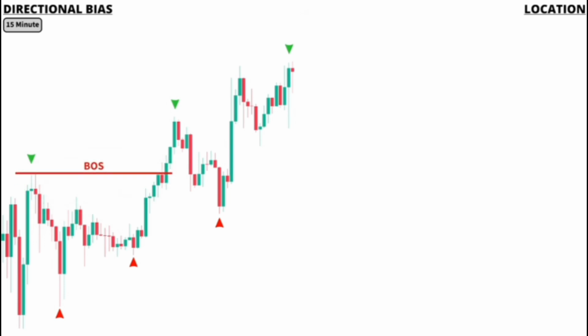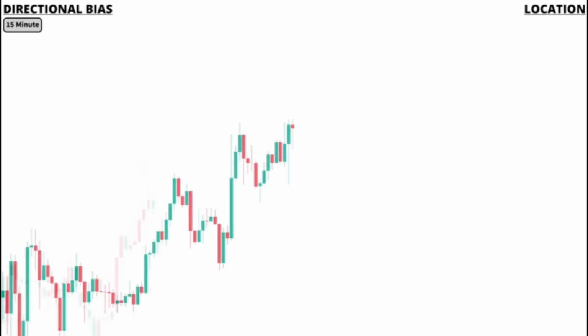Price formed this high, then pulled back to create a low. After that, it rallied again and confidently broke above the previous high. That's a bullish BOS. This tells us that buyers are in control and the market is likely to continue moving higher. Our directional bias is bullish, so from this point on, we're only looking for buy setups.